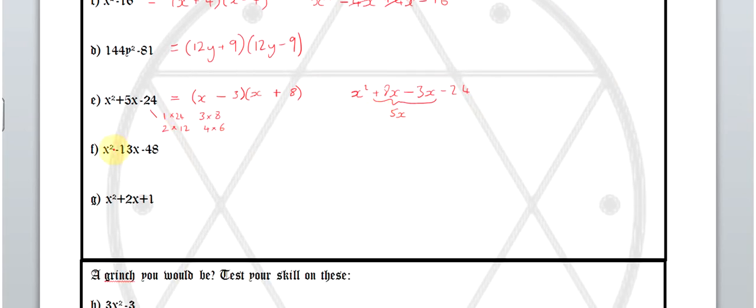Now this next one, similar, it's a 3-term quadratic, so it's going to go into double brackets like that, and we start off with our x's, and then we think about our 48. 48 can be made by 1 times 48, 2 times 24, and you might run into a bit of trouble here, so it might actually be of assistance when you're doing this, if you've not got a calculator handy, to do a little prime factor tree.